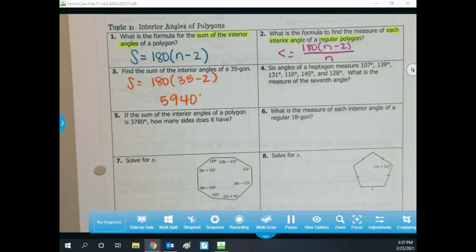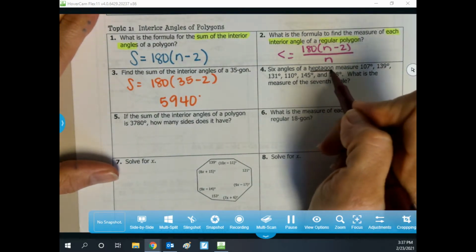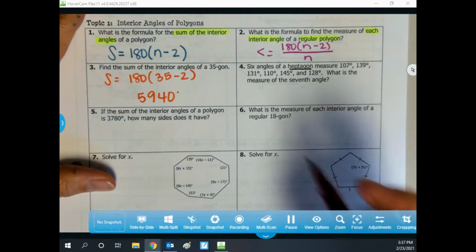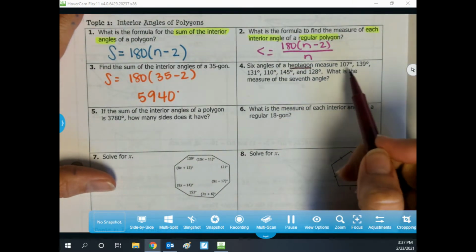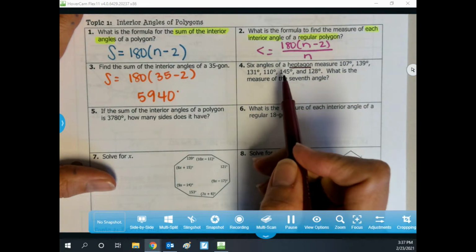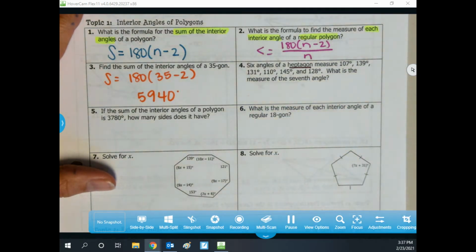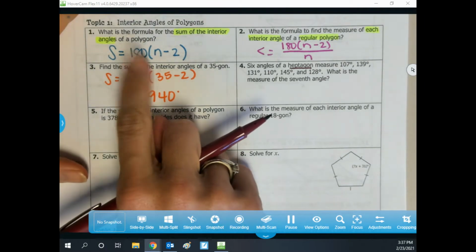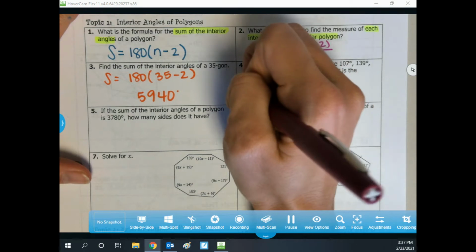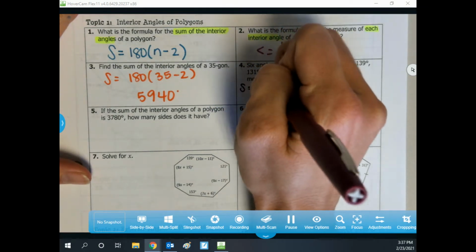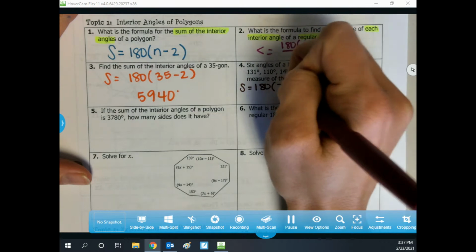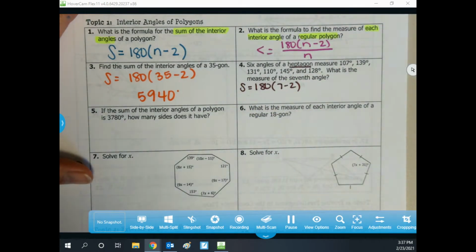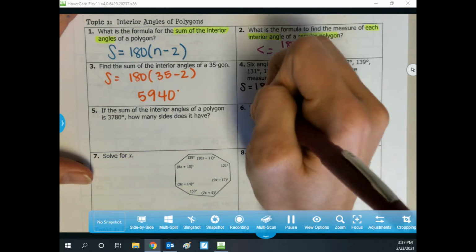All right, taking a look at number 4, 6 angles of a heptagon. Heptagon meaning 7 sides. So 6 of those angles measure 107, 139, 131, 110, 145, and 128. What is the measure of the 7th angle? So first, we need to figure out how much all of the angles should equal. So we have to find the sum of all of the angles. So we do 180 times heptagon is 7 minus 2. And 180 times 7 minus 2 gives us 900 degrees.